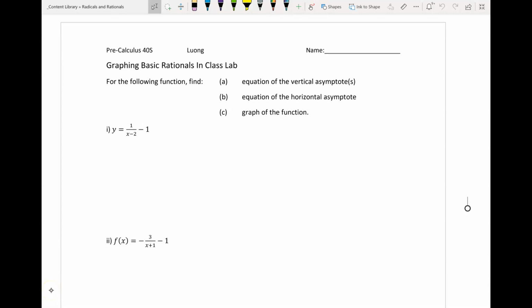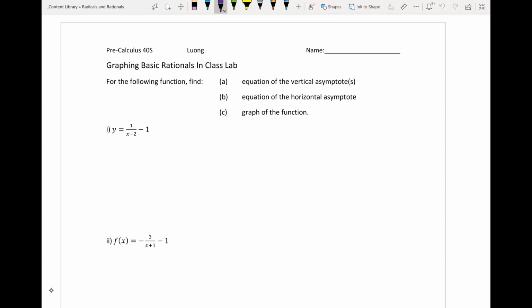Here are the solutions to the Graphing Basic Rationals lab. So I have 5 questions for you to do, and you also need to find the equation of any vertical and horizontal asymptotes, and then of course graph the function.